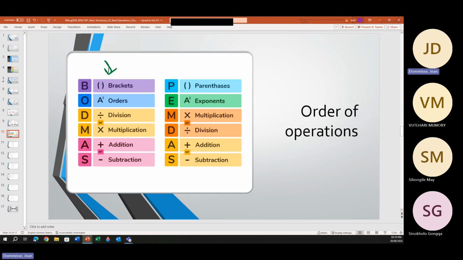And this becomes the most important way that we need to work out some of the problems that we will see. So we need to look if there are brackets. If there are no brackets, we need to look if there is any order or exponents. If there is none of that, then it's division, multiplication, then addition and subtraction. So definitely a very typical order of how we will need to do the operations.